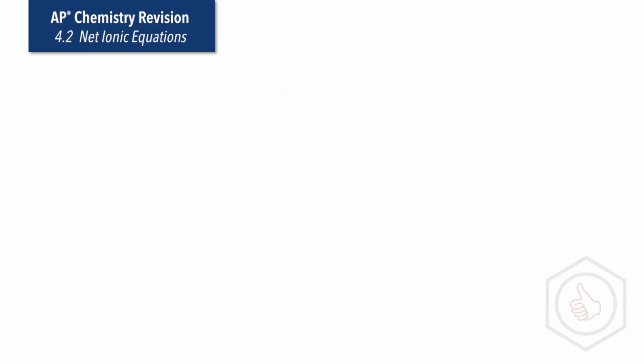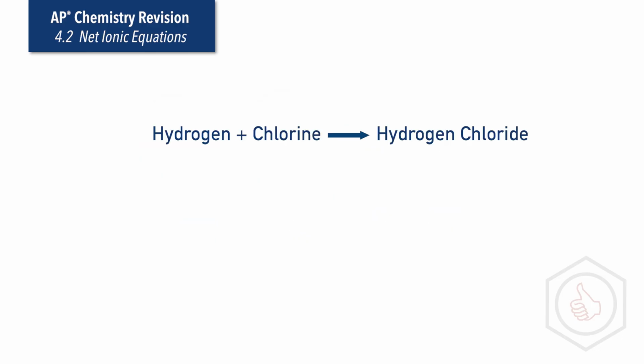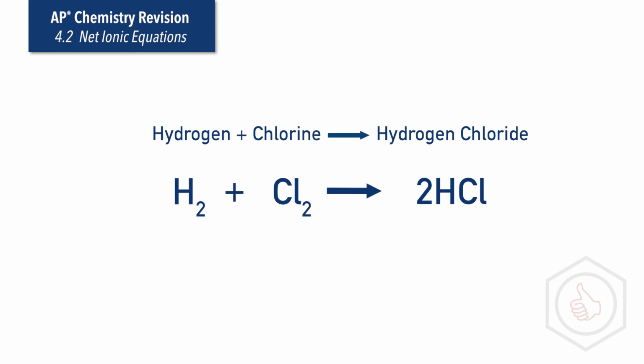For example, when hydrogen reacts with chlorine to produce hydrogen chloride, we can represent this with a balanced chemical equation as H₂ + Cl₂ goes to form 2 HCl. Each side has 2 hydrogen atoms and 2 chlorine atoms, meaning the total mass of reactants on the left is the same as the total mass of products. And as both reactants are neutral and have no overall charge, and the product is neutral and has no overall charge, there's no change in charge.